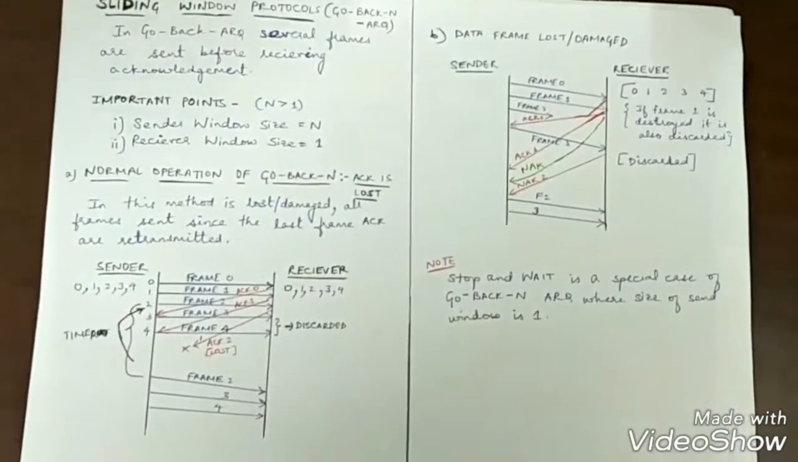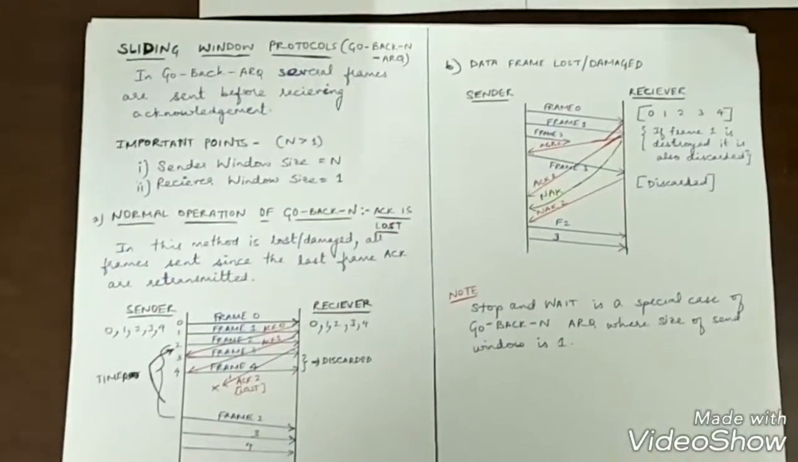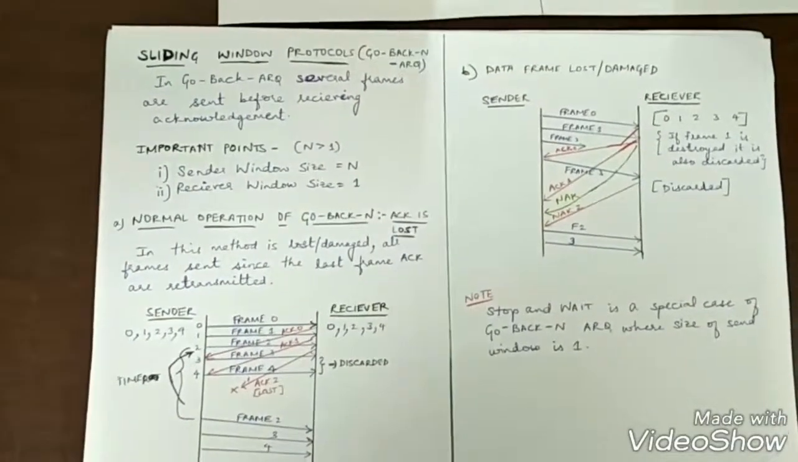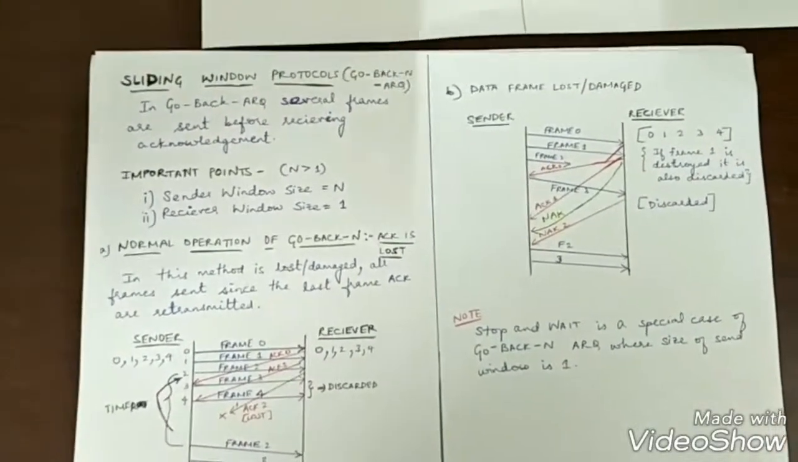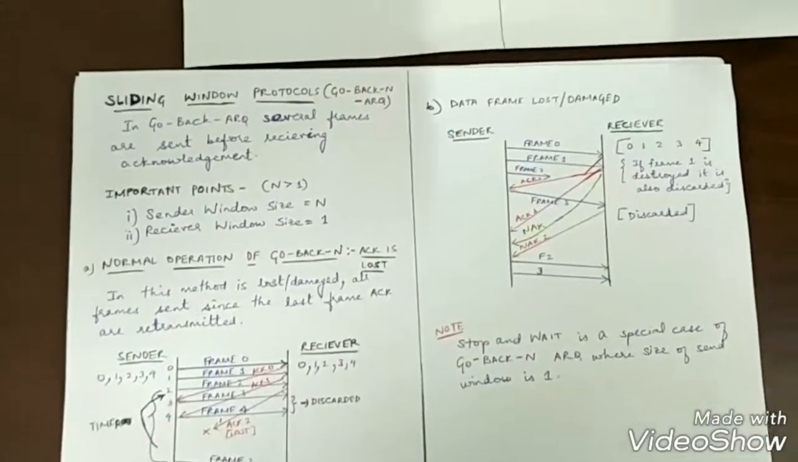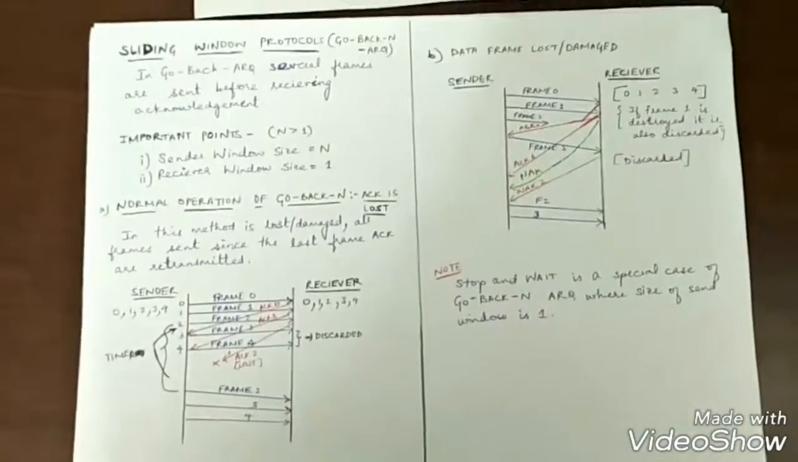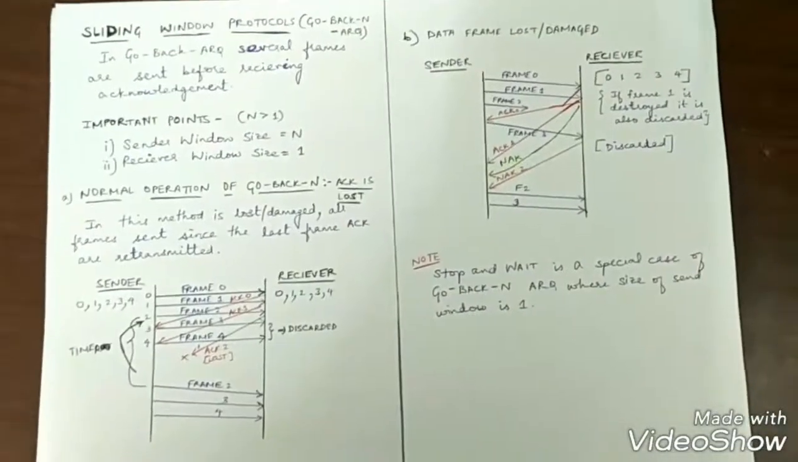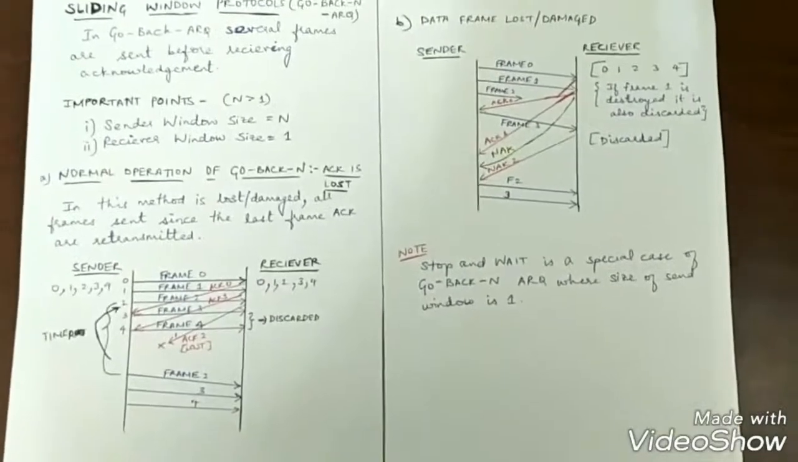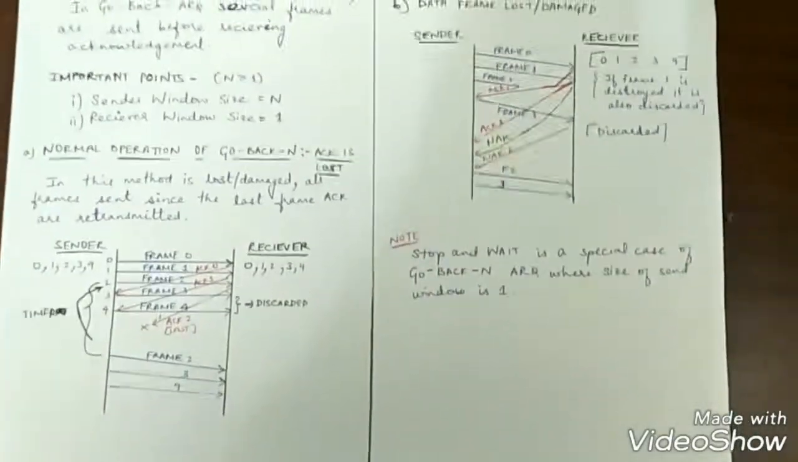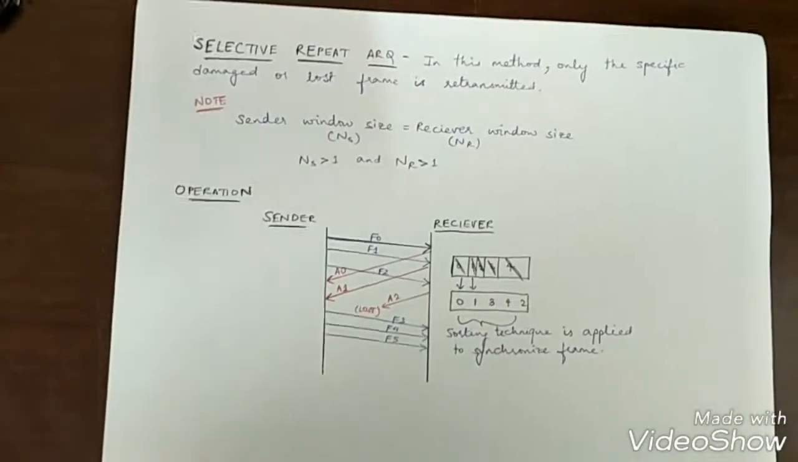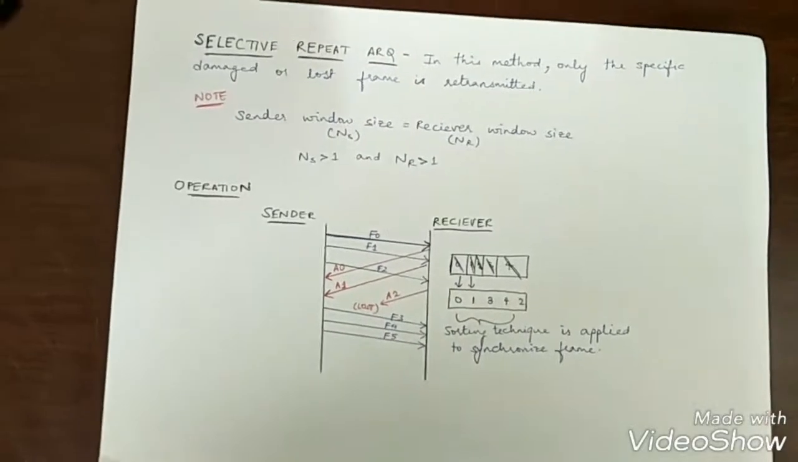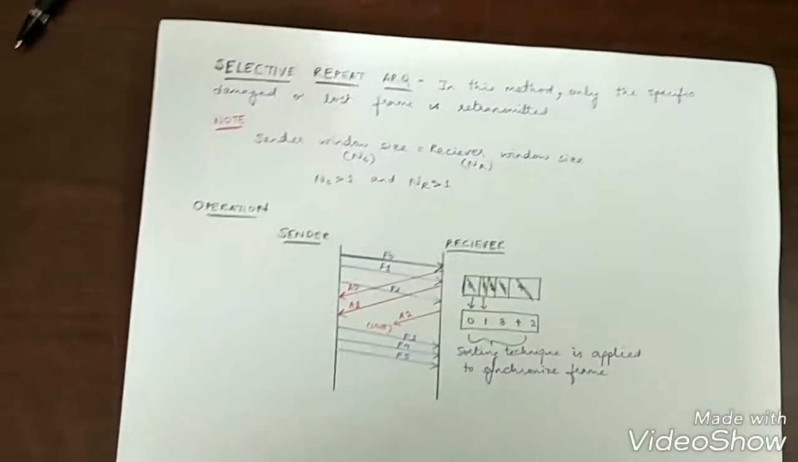If frame 1 is damaged, it is also discarded and a negative acknowledgement NAK1 is sent, which means that frame 1 was not received and was damaged. The important point is that stop and wait is a special case of Go-Back-N ARQ where the size of the sender window is 1. In Go-Back-N ARQ, the size of the sender window is greater than 1, but the size of the receiver window is equal to 1.